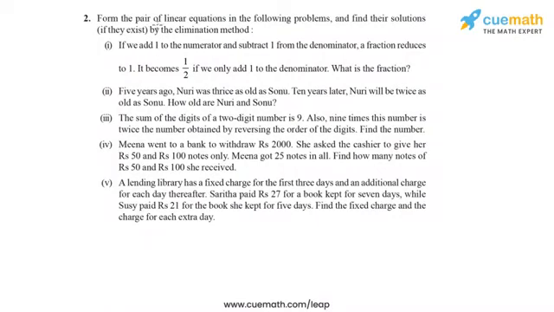The exercise says: form the pair of linear equations in the following problems and find their solutions, if they exist, by the elimination method. So we have these 5 word problems, and for each of these we have to set up a pair of linear equations and solve that pair to find the unknowns. So let's start with the first part.